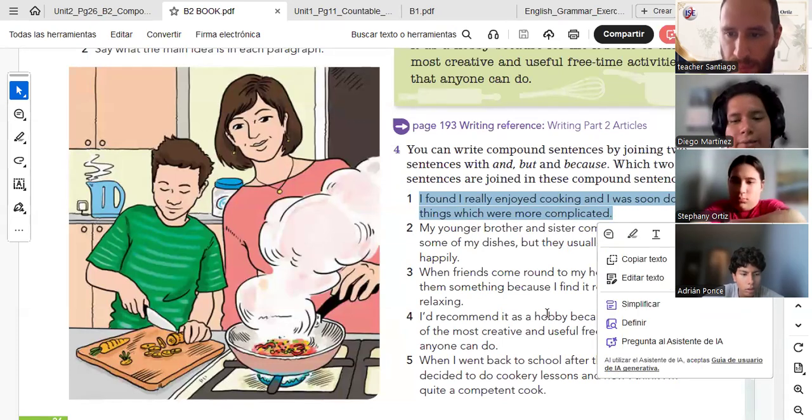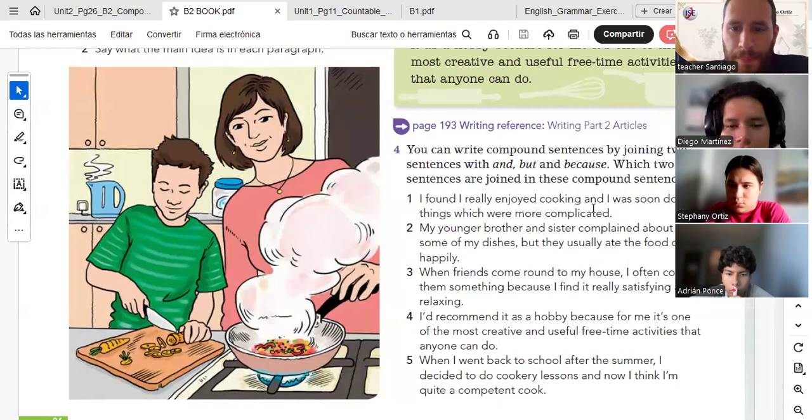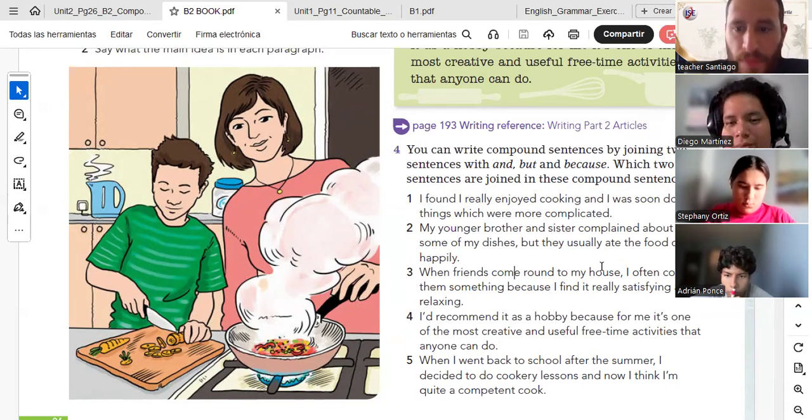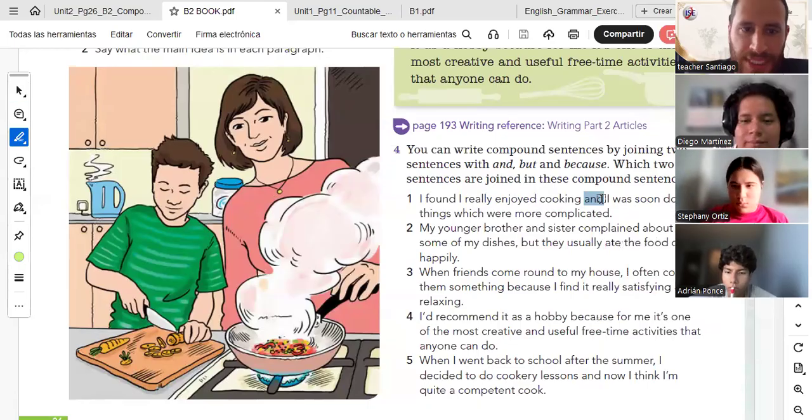I really enjoyed cooking and was soon doing things which were more complicated. The first sentence is I found I really enjoyed cooking. Second is I was soon doing things which were more complicated. The connector is and. And notice that here there's no comma. Why? Why is there no comma?